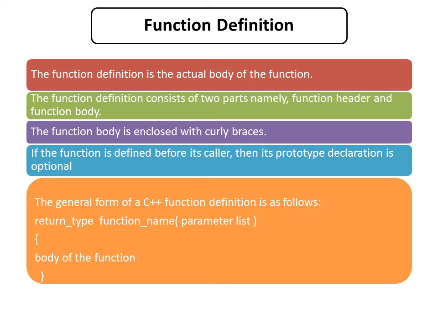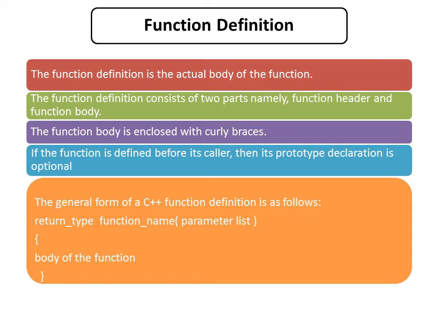The next part is the function definition. Once the function is declared and the compiler knows the function name and the parameters the function is using, this function should be elaborated, defined somewhere else, so that the particular task that function is doing will be defined in the function definition. The function definition is the actual body of the function. It consists of mainly two parts: the function header and the function body.